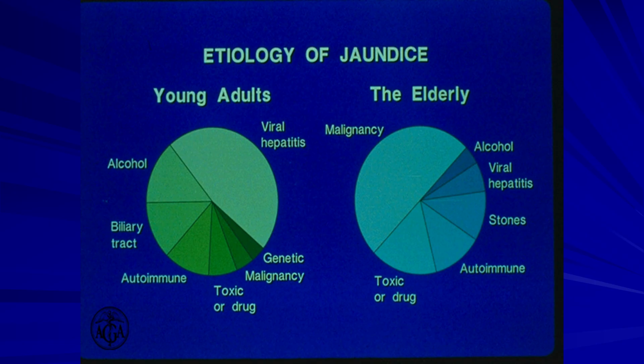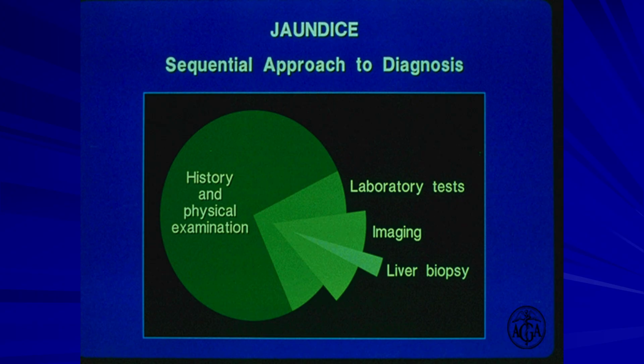In the elderly, however, the most common cause of jaundice is malignancy, followed by drug or toxin-induced hepatic injury and autoimmune disease, as well as biliary stones. Viral hepatitis becomes much less common in the elderly. In your approach to a patient with jaundice, your most important tool is the history and the physical examination. You will need to supplement that with some laboratory tests and imaging studies, and rarely, very rarely, a liver biopsy.